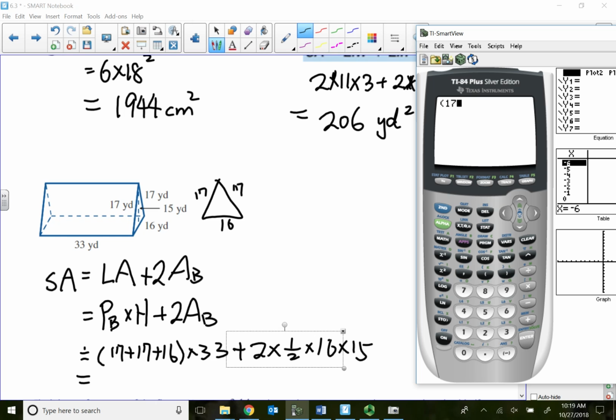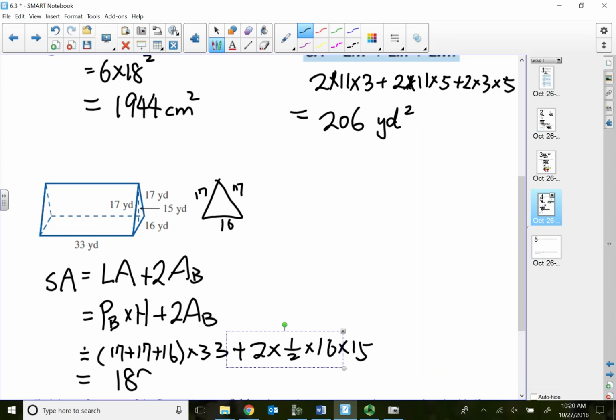When it comes to order of operations in the calculator, it will add up these three numbers first, then times the 33, plus an addition sign separating the two terms. So the calculator automatically goes with what's behind the addition: 2 times 0.5, which is half, times 16 times 15. So the total surface area is 1890 square yards.